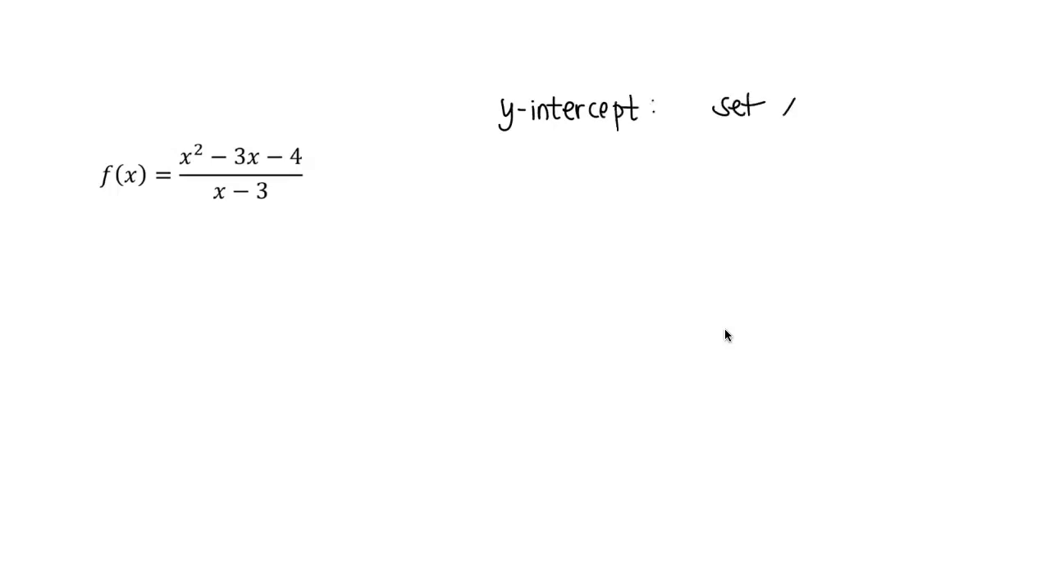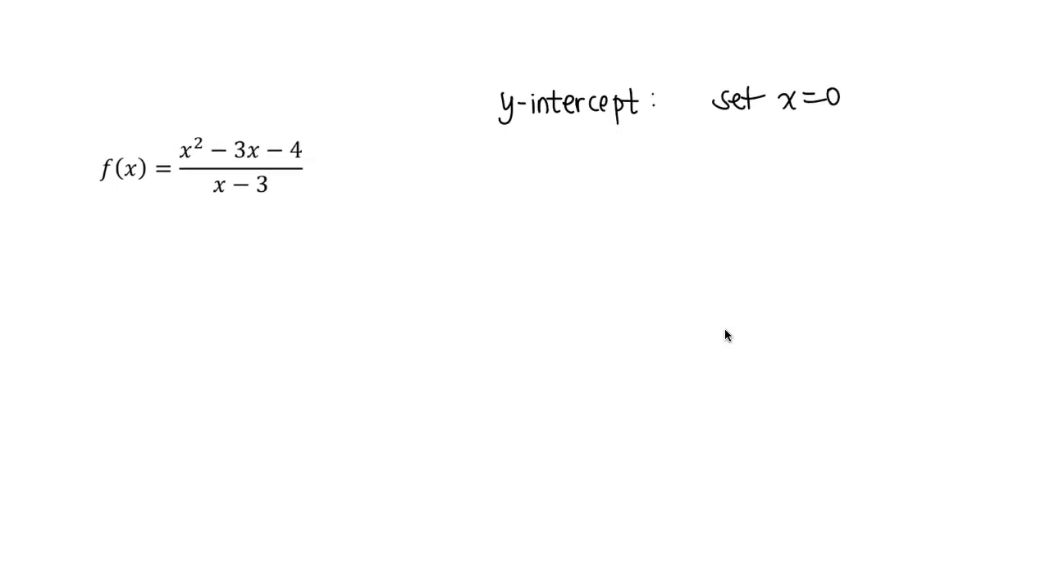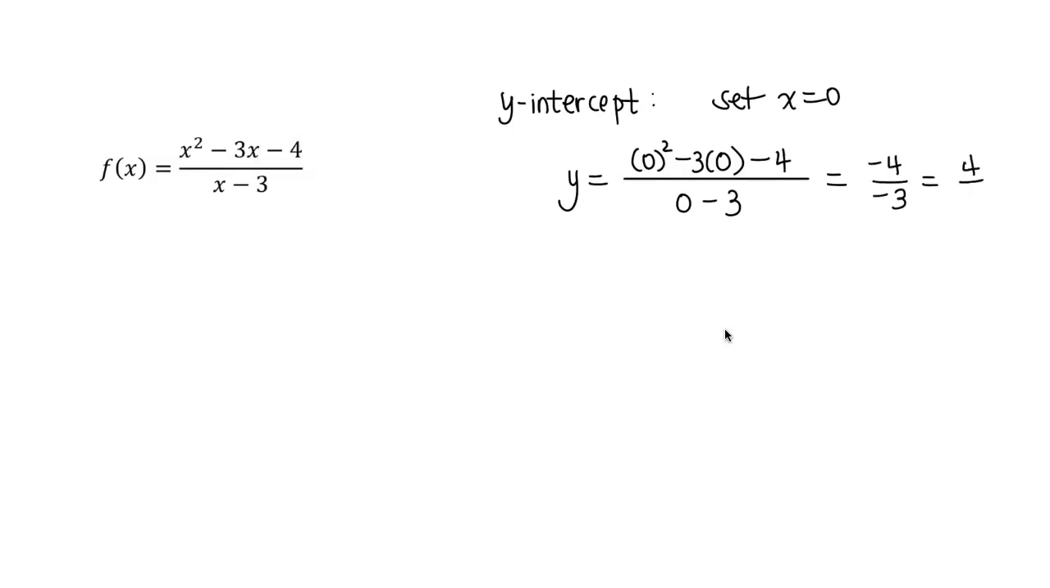Set x equals 0. So we will get y equals, on the numerator, we'll get 0 squared minus 3 times 0 minus 4. In the denominator, we'll get 0 minus 3. So that simplifies to negative 4 over negative 3. So positive 4/3 is where the y-intercept will be.